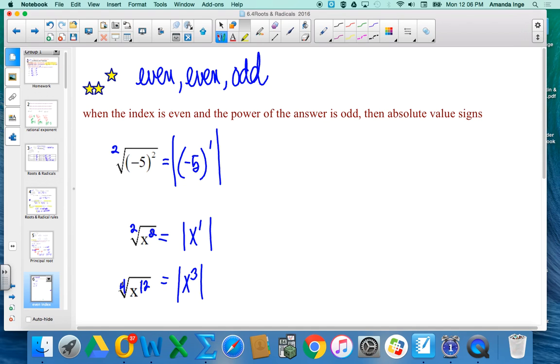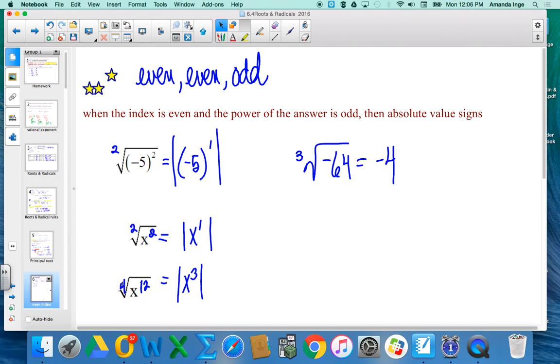You only need this when the index is even. You don't need it when the index is odd, because when the index is odd, you can have a negative number for an answer. Nowhere in the real number system can you multiply two negative numbers together and get a negative number. Okay.